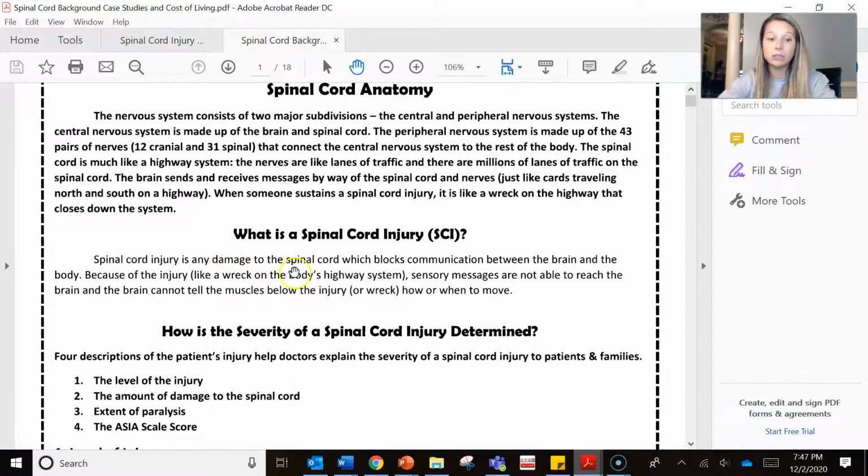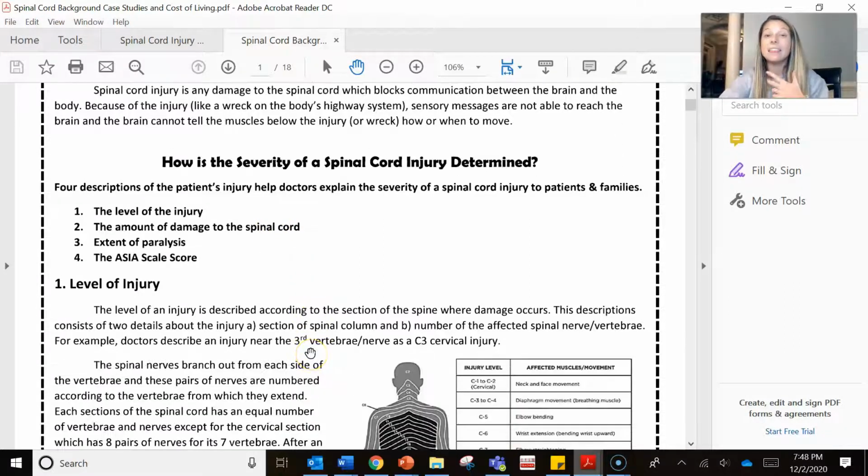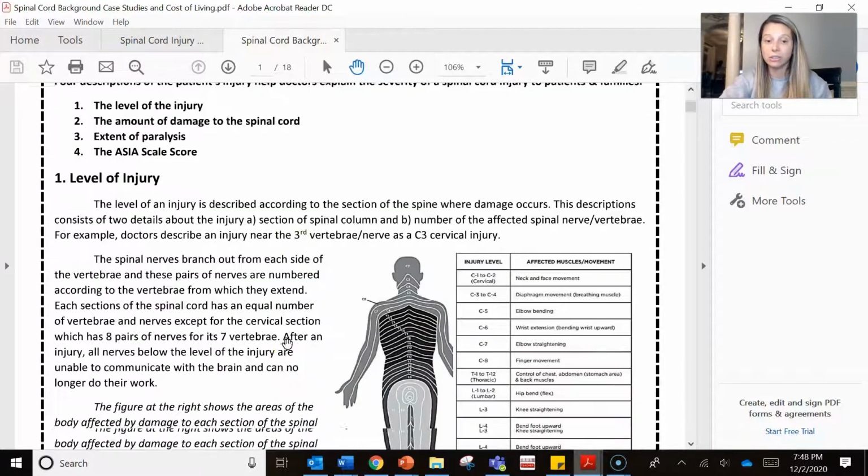So a spinal cord injury is any damage to the spinal cord which blocks some sort of communication between the brain and the body. But the severity of that spinal cord injury depends on the level of the injury, the amount of damage to the spinal cord, and the extent of paralysis that is caused, and we identify it using what's called the ASIA scale score.